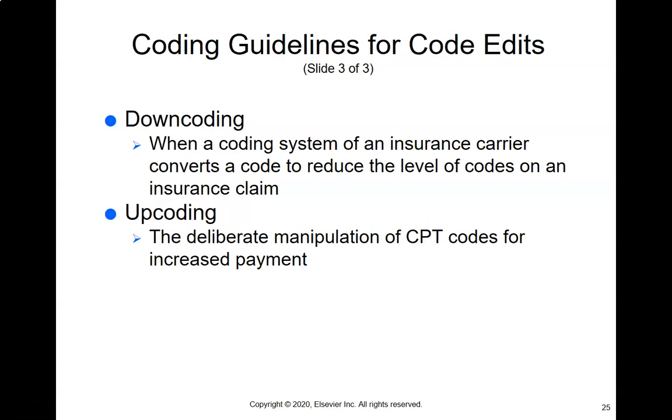Downcoding. Downcoding is when a coding system of an insurance carrier converts a code to reduce the level of codes on an insurance claim. To prevent downcoding, make sure that the documentation from the provider supports the code that is being submitted. Upcoding is deliberate manipulation of CPT codes for increased payment. It is illegal and it can be considered fraud or abuse in an external audit.